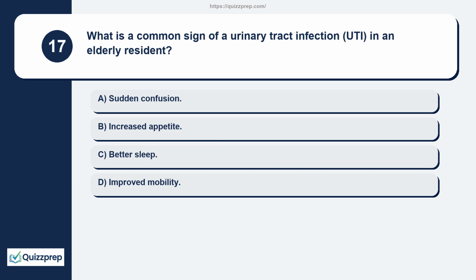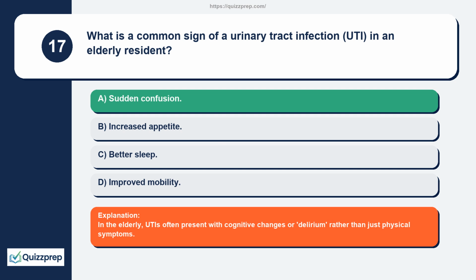Question 17. What is a common sign of a urinary tract infection, UTI, in an elderly resident? Sudden confusion, increased appetite, better sleep, improved mobility. In the elderly, UTIs often present with cognitive changes or delirium rather than just physical symptoms.